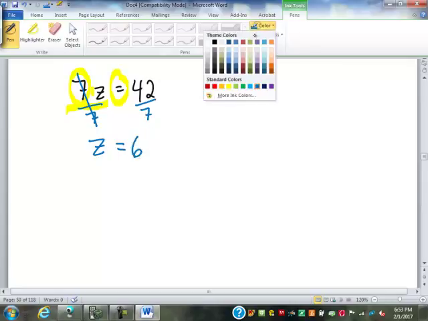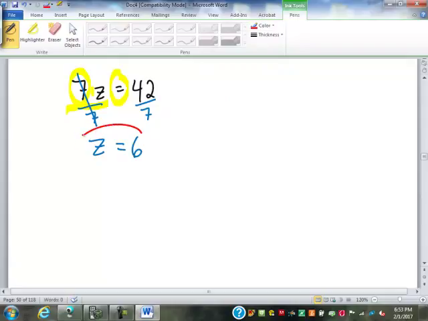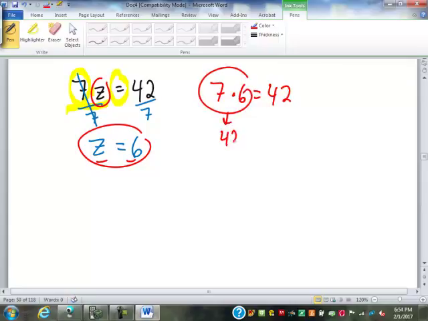is 6. So again, we can check this by putting the 6 in where the z is. Instead of 7z, it's 7 times 6. Does that equal 42? Well, 7 times 6 is 42. So yes, it does work out. It does check out. Well, these are simple one-step equations. Those of you that know me from other classes know I always make it worse.